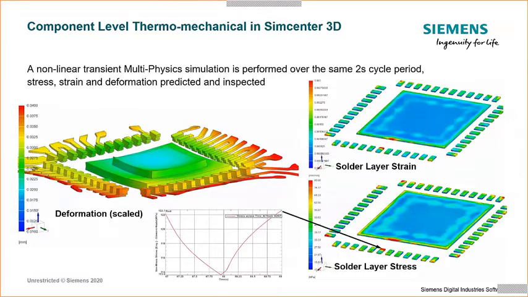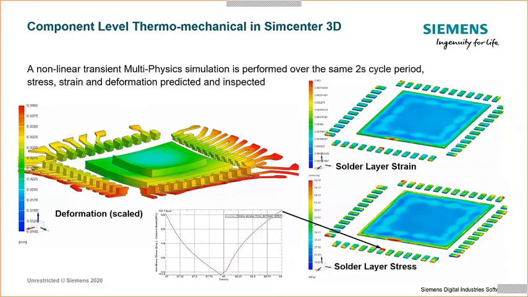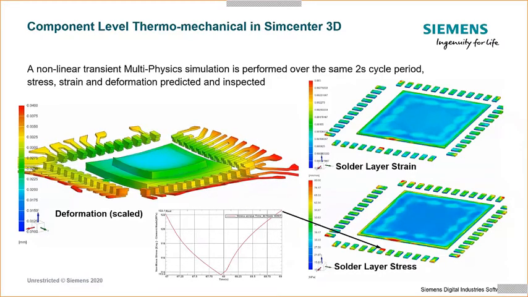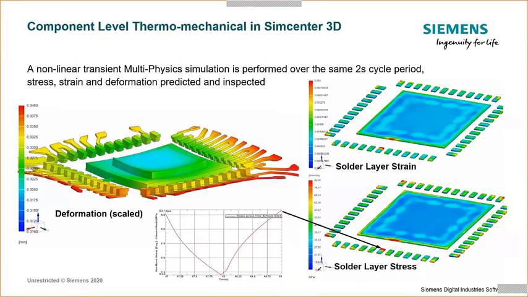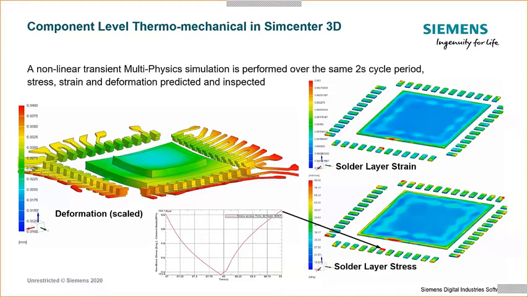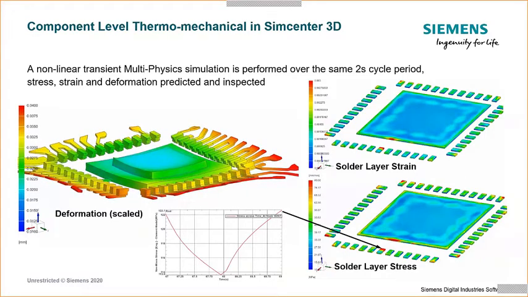So on the left, we can see the deformation of all the model. We've just hidden the encapsulant and the PCB, the FR4, for clarity. Deformation is highly scaled in terms of its spatial deformation. And then on the right, we're showing the strain and stress distribution on the solder layer within the model as well, and how that changes over time.